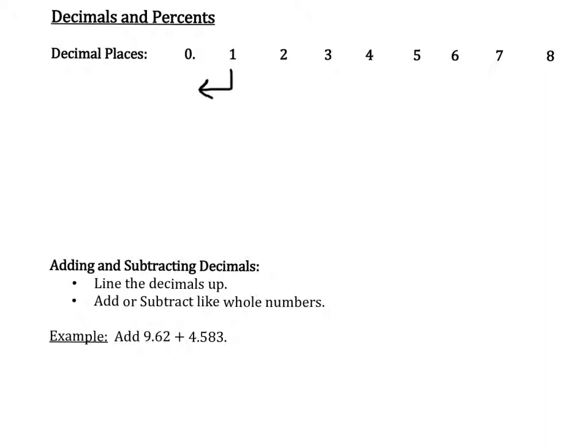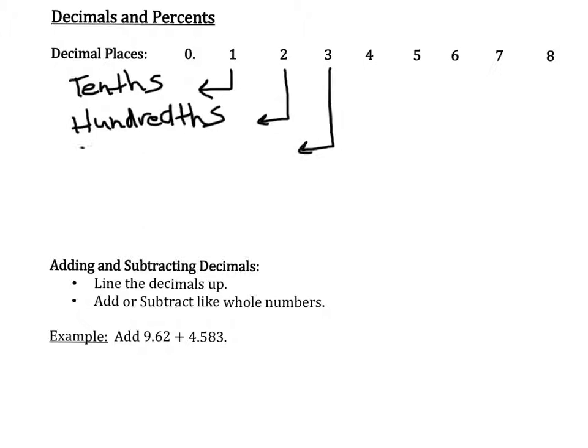One decimal place after the 0 is called your tenths place. Okay, so it's 10 with a THS. Two decimal places is your hundredths. And three decimal places, thousandths.